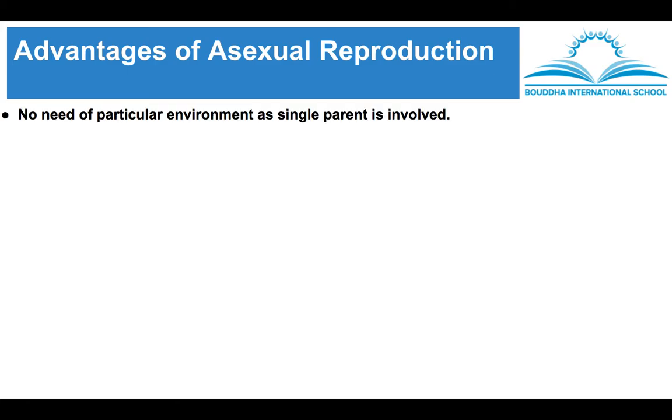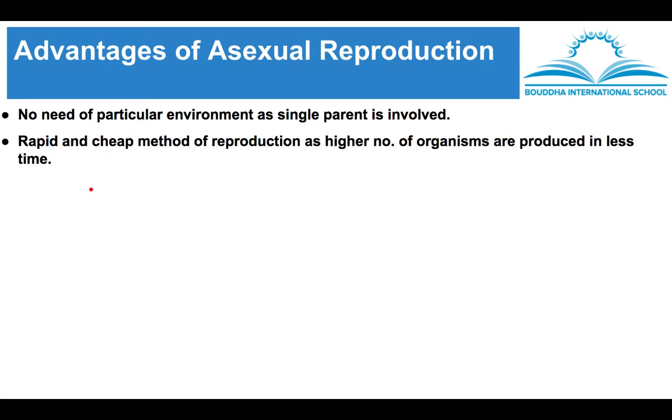Now, advantages of asexual reproduction. Let's go to the first advantage. Asexual means there is no union of male and female gamete. That's why only a single parent is involved. That is why for this reproduction to occur, there is no need of any particular environment. In any environment, this reproduction can take place. This is a rapid and cheap method of reproduction because during asexual reproduction, a large number of organisms can be produced in less time. That is why it is also called a rapid and cheap method of reproduction.